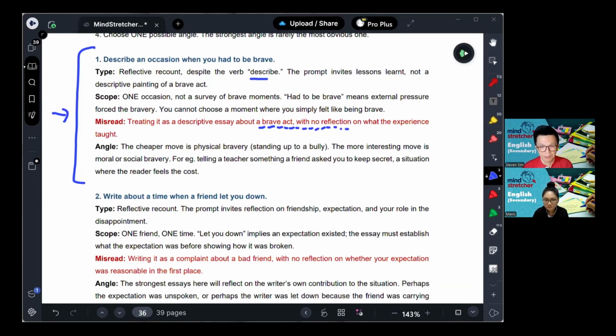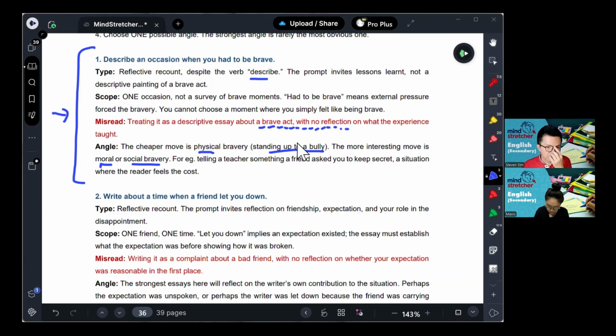The simple one is physical bravery, standing up to a bully. Okay, we've done it in primary school. How about moral bravery, social bravery? Telling a teacher something which a friend asks you to keep secret. Oh, that's bravery. So there's a brave act.